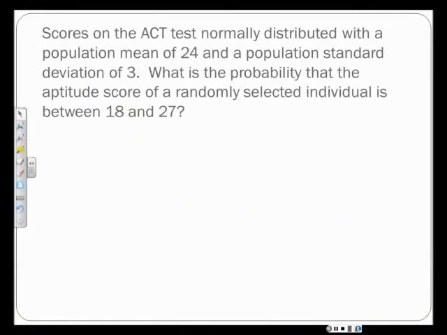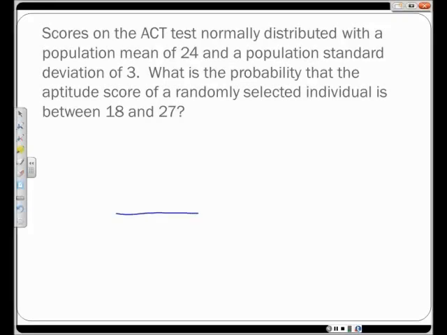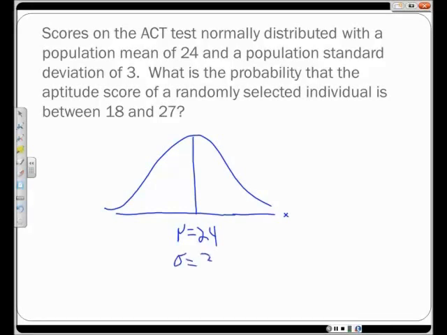so this one we have the ACT test. You may remember that. It has a mean of 24. I actually think the mean's a little closer to 22 than it is 24, but for this we're going to say it was 24. And a standard deviation of 3. And we're going to go from 18 to 27.